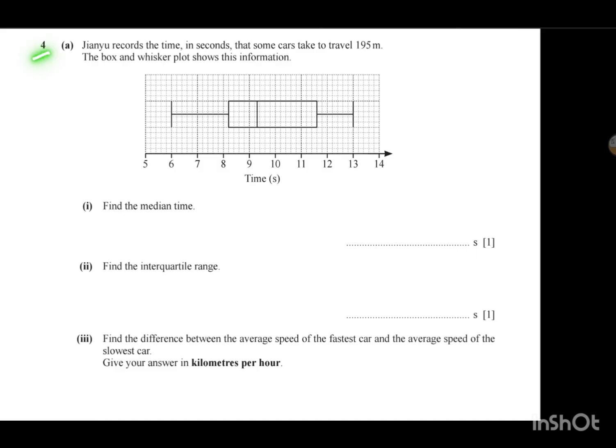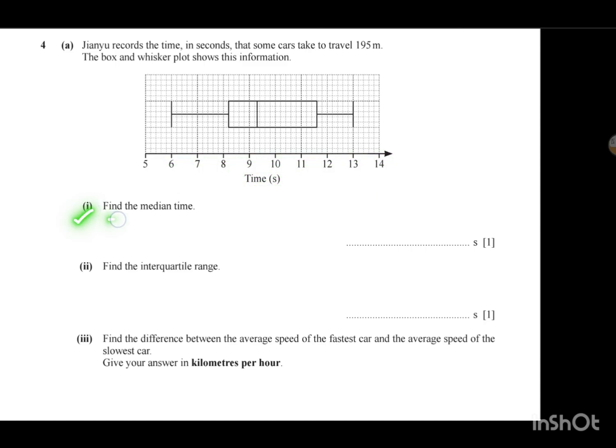Question number 4. Jianyu records the time in seconds that some cars take to travel 195 meters. The box and whisker plot shows this information. So this is the plot given here. The cars are traveling 195 meters and these are the number of seconds given on this horizontal line. So time in seconds is also mentioned here.